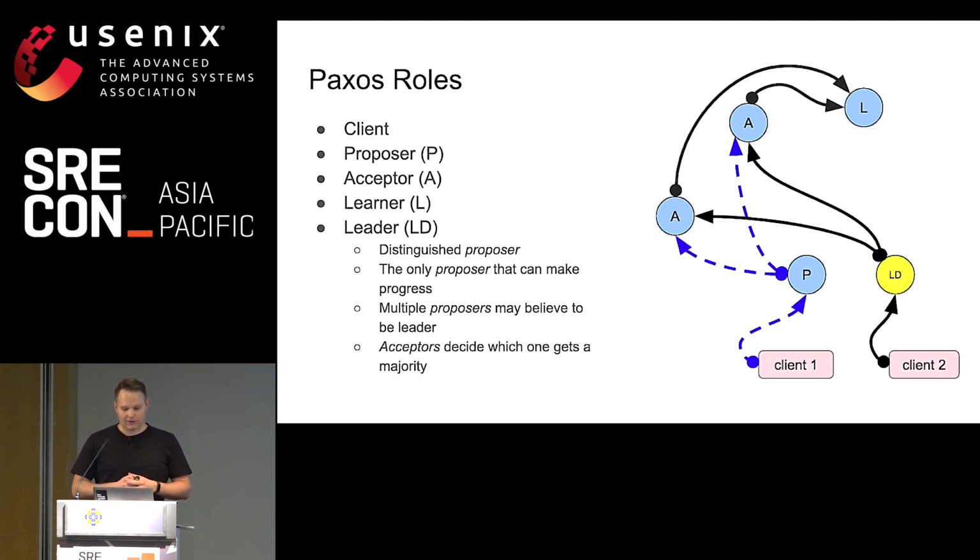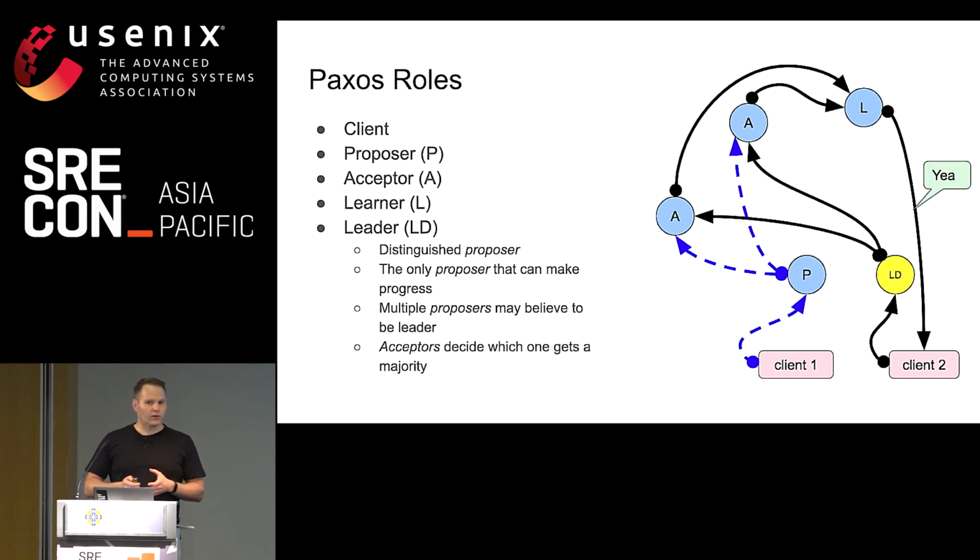So this would look like this. We have two clients. Each client wants the system to agree on a value, but only the distinguished proposer, the leader, is allowed to make progress. So client 2 will make the system agree on a value. Client 1 will not be successful.